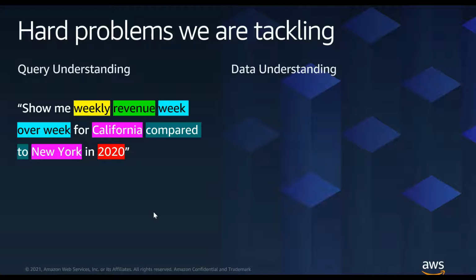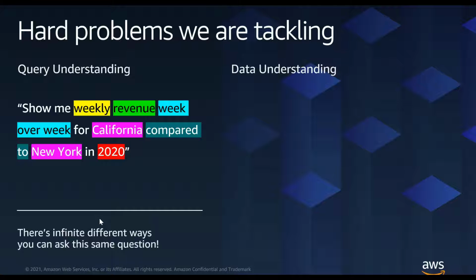In this question, Q needs to determine that weekly is an intent not only to group the data by week, but also implies that the user is looking for a trend. Revenue is a metric that needs to be aggregated. California and New York are states. And compared to implies that you want to see the trends side by side. And lastly, Q has to apply a filter for 2020. So QuickSight Q needs to interpret and understand all of the intents captured in the question. And also you can ask those questions in so many different ways, as it is truly natural language form.